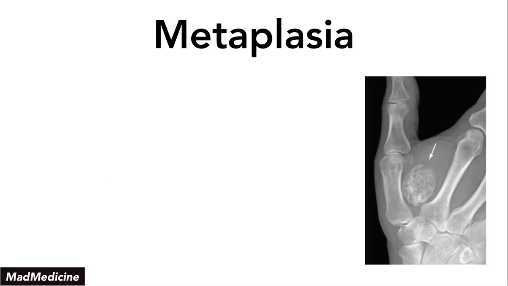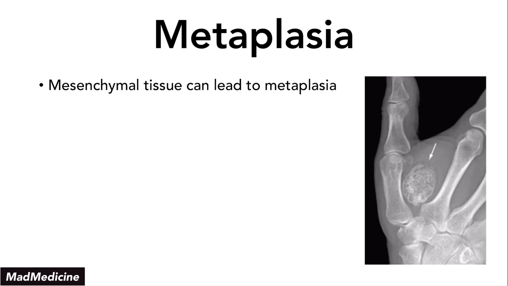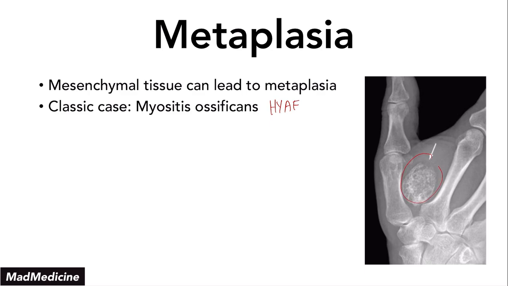Another thing you need to remember about metaplasia is that mesenchymal tissue can also lead to metaplasia. And the classic case of mesenchymal tissue metaplasia is myositis ossificans. Myositis ossificans, again, a very high yield topic, very easy subject, very simple in my opinion, that you just need to remember a few things about. Number one, myositis ossificans is seen right here. You see this? This is the mesenchymal, aka connective tissue, just collagen and other types of fibrous tissue, that has changed to now a skeletal bone tissue, right? You see how this is actually calcified tissue.